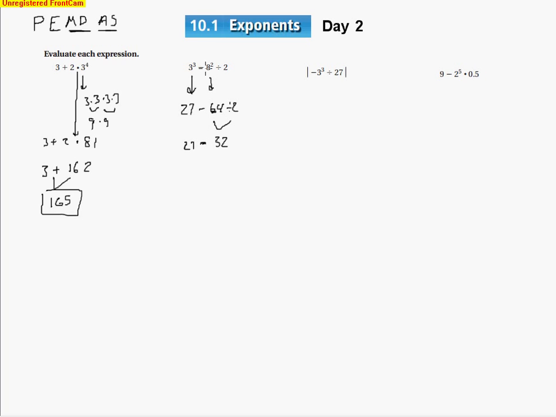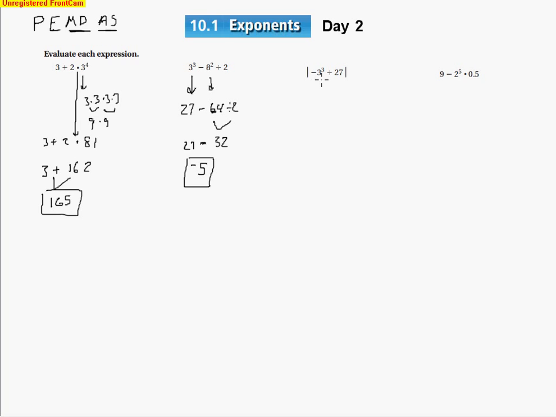So again, even though the 27 was the first number in the problem after I went ahead and evaluated the power, I still need to do that division first because division comes before any subtraction or addition. So when I do that subtraction, I end up with 5. Since I have more negatives than positives, it's going to be negative 5.